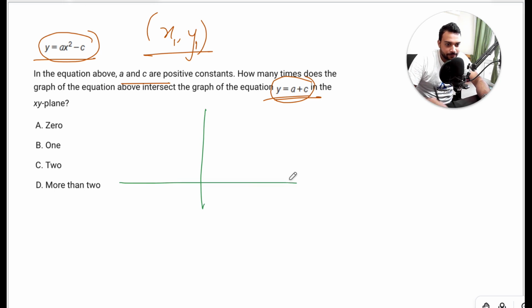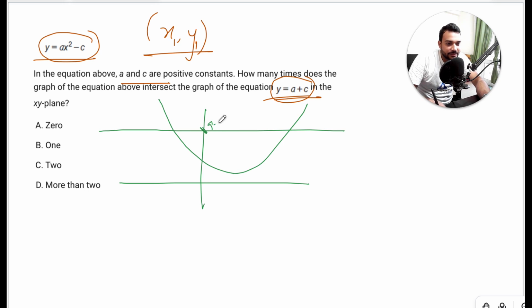Look at the graph. A is positive, c is positive. y is equal to ax squared minus c. This is going to be a parabola opening upwards like this. y is equal to a plus c can be any line. This value would be a plus c.